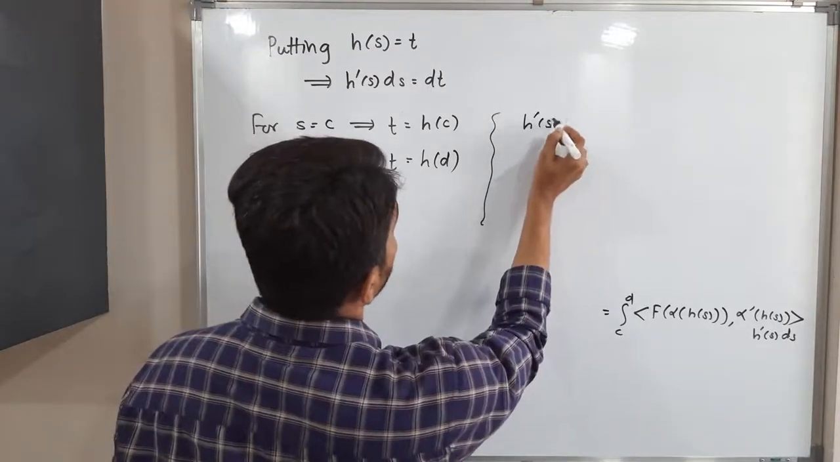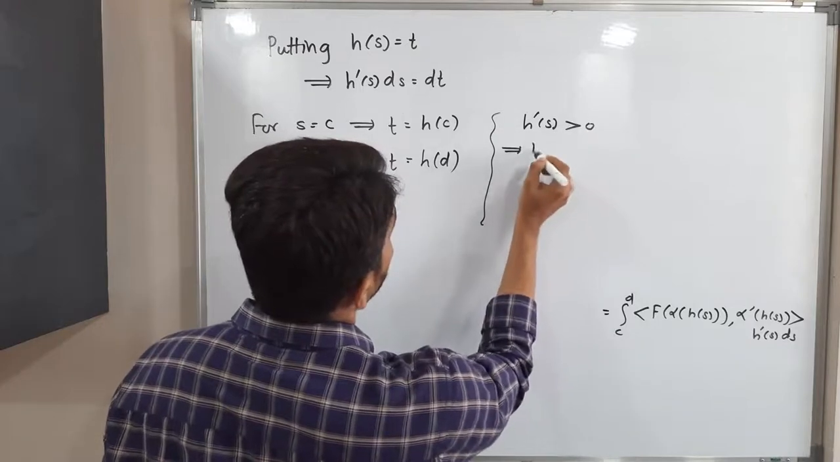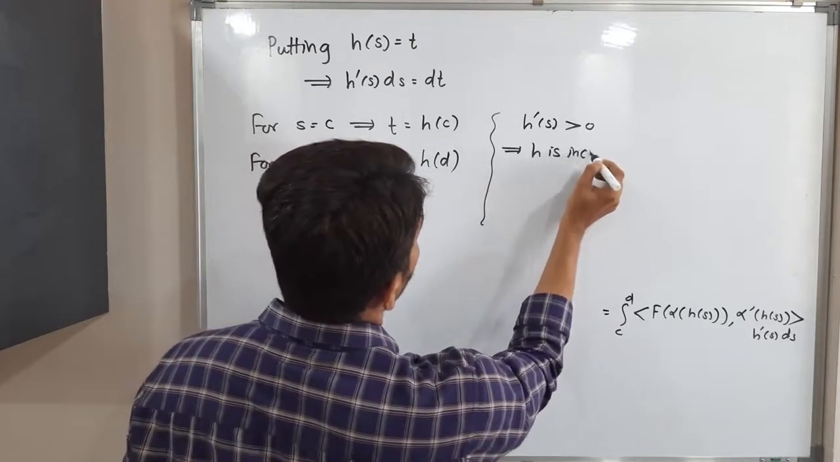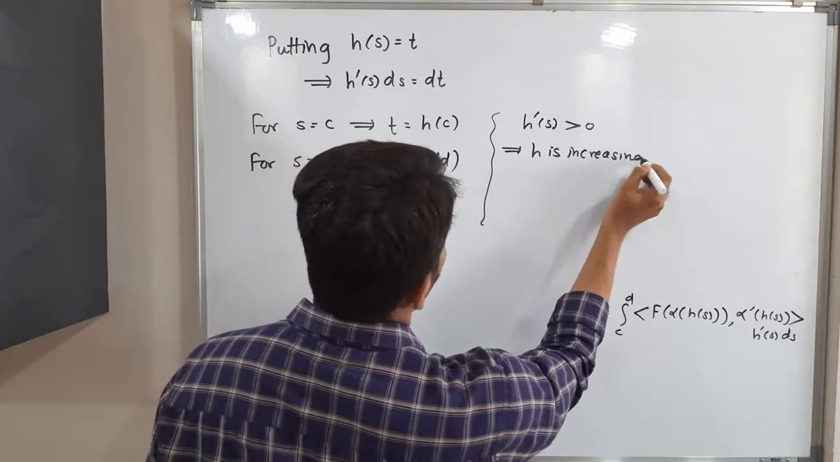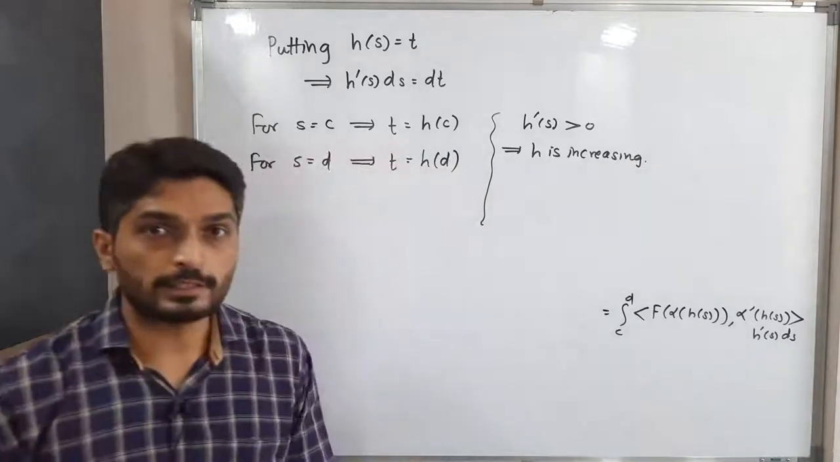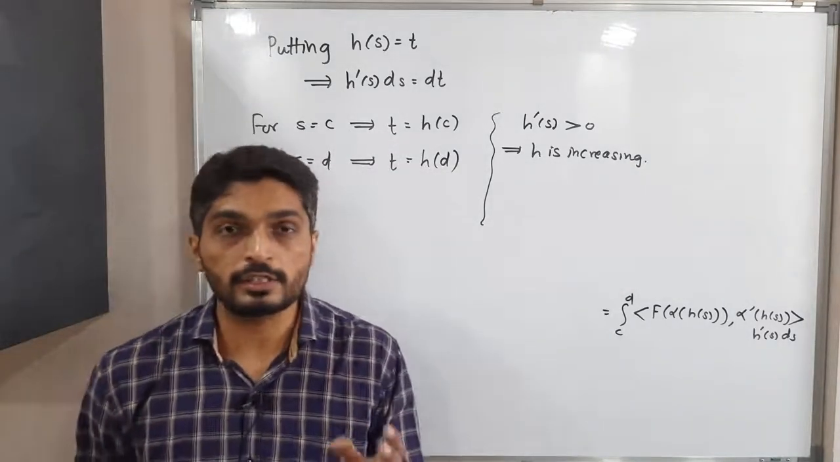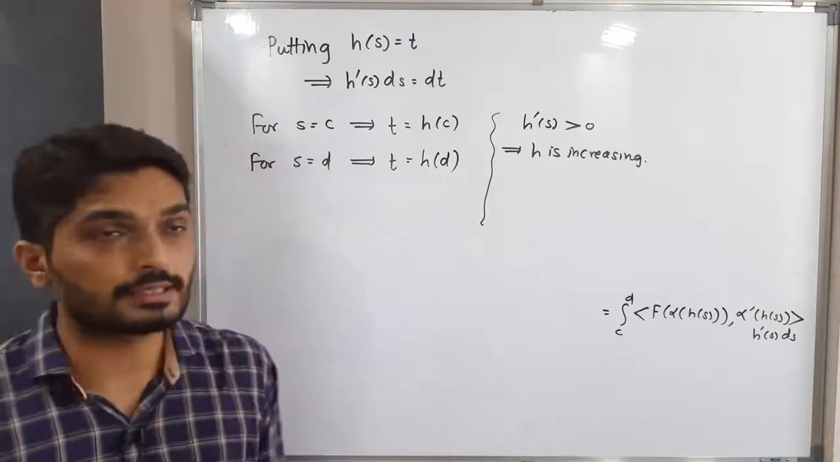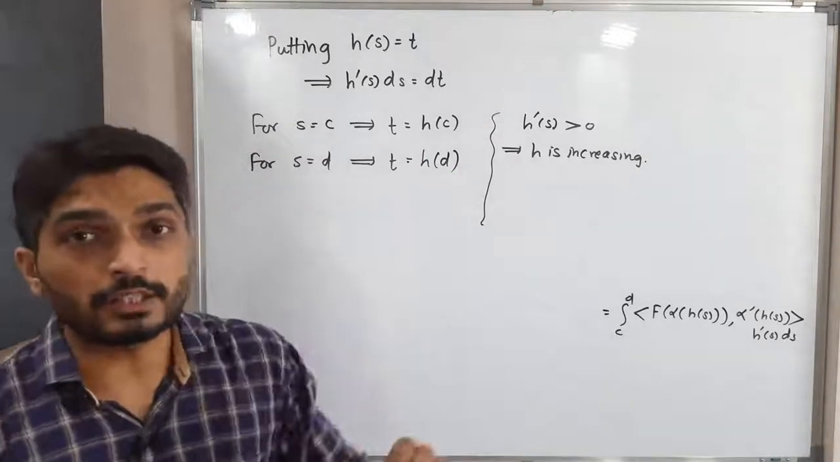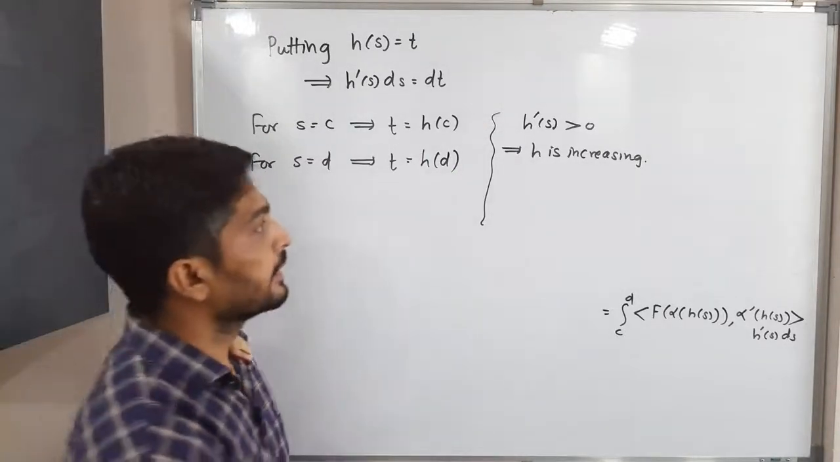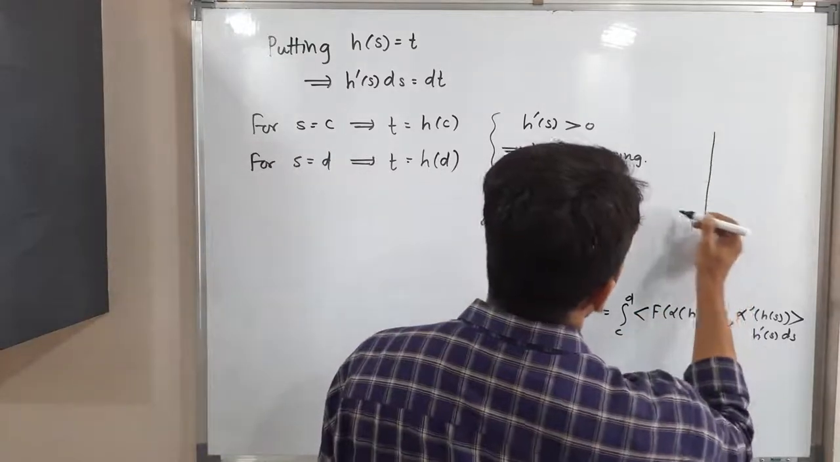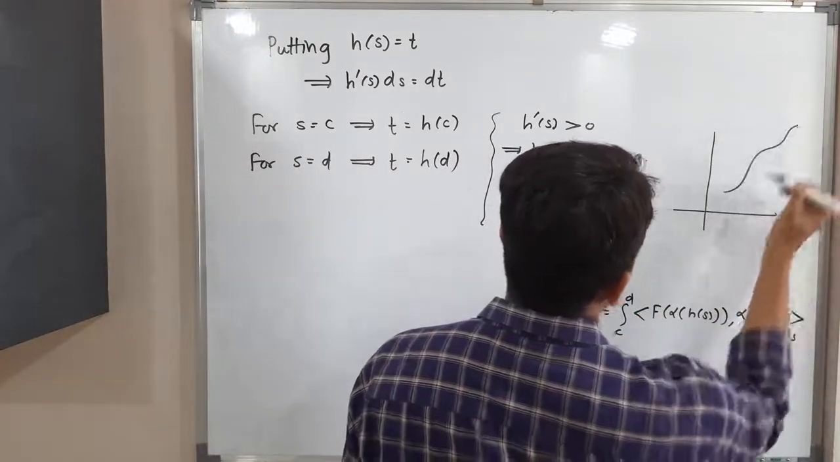h dash of s is greater than 0. It means h is an increasing function. You are familiar with that. If the derivative is greater than 0, we say the function is increasing, and if the derivative is less than 0, we say the function is decreasing. Here the derivative is positive, so that's why the function is increasing. That means the graph of the function will be like this.